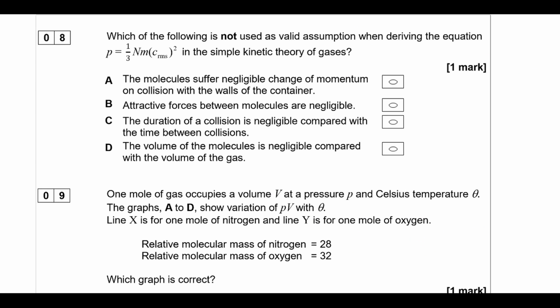So question 8, which of these is not used as an assumption when deriving this equation, which is the kinetic theory derivation essentially? So A says the molecules suffer negligible change in momentum on collisions with the walls of the container. That's absolutely not true. We assume those collisions are elastic, which means they suffer a change in momentum of minus 2mv. So that's absolute rubbish. So that is the correct answer because it's not.